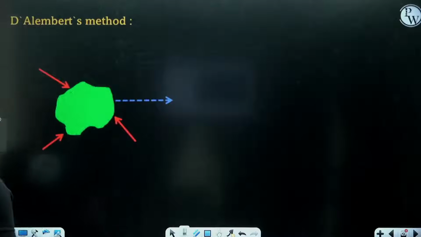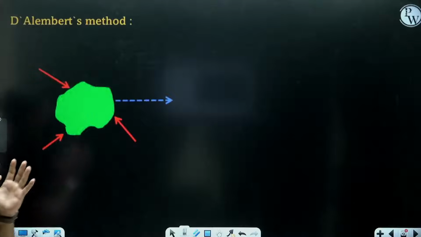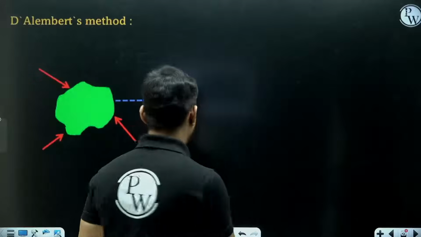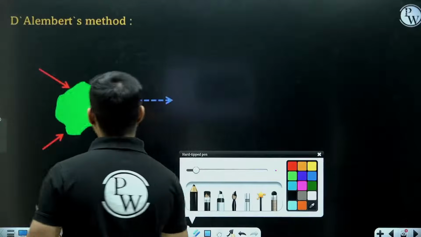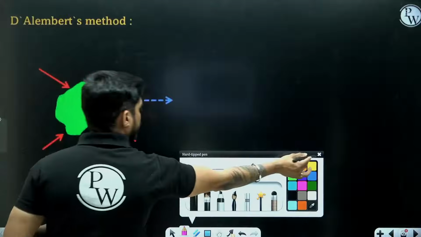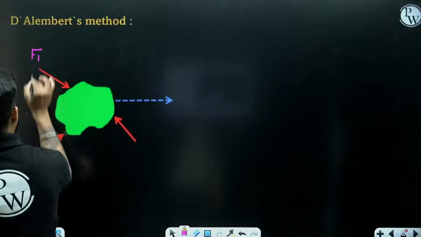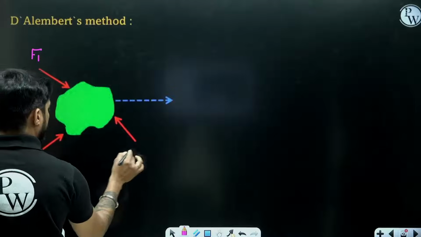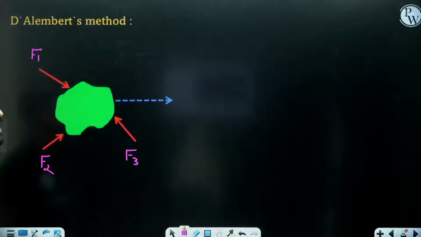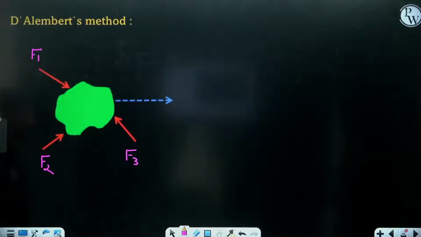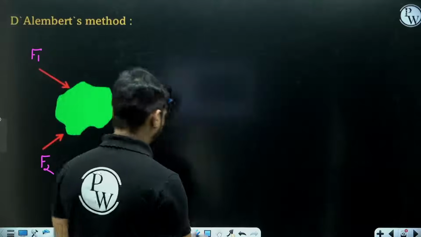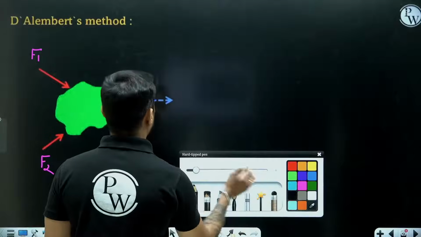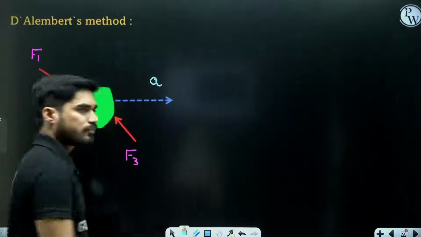Now D'Alembert's method is based on Newton's second law of motion. Understand, let's say that there is a body which is subjected to different forces. F1 is there, F2 is there, F3 is there, different forces are acting, and due to all these three forces, this body is moving in x direction. It is having acceleration in x direction.